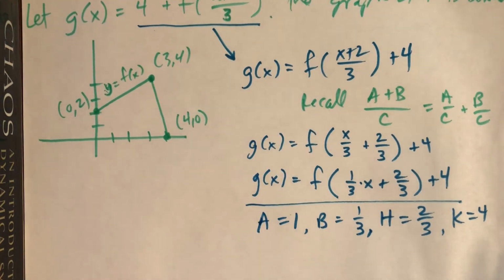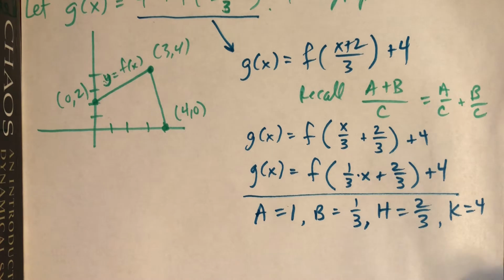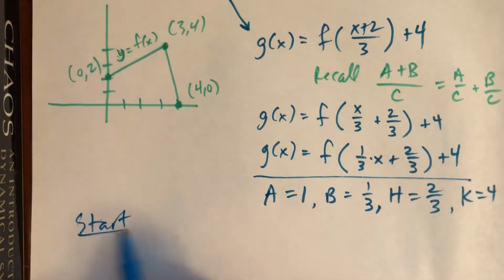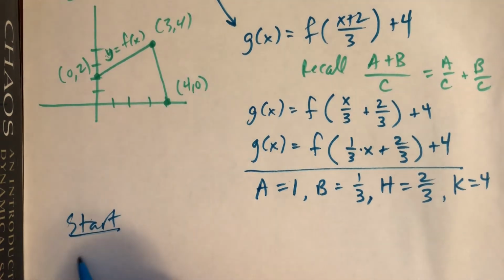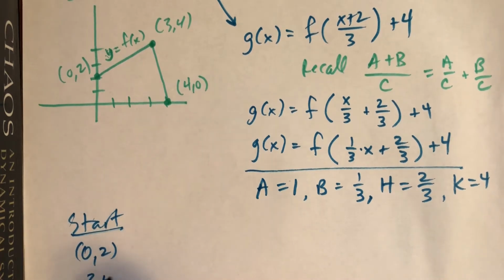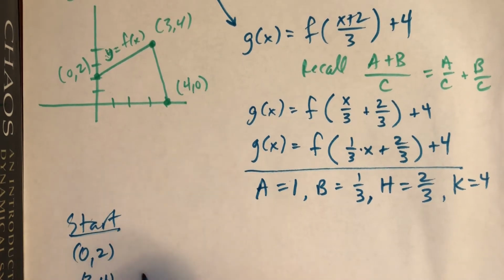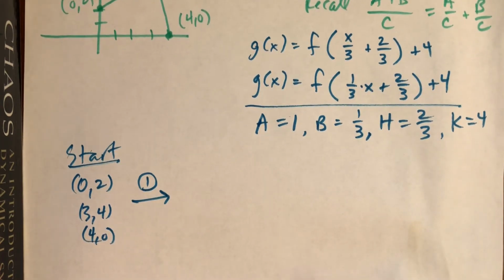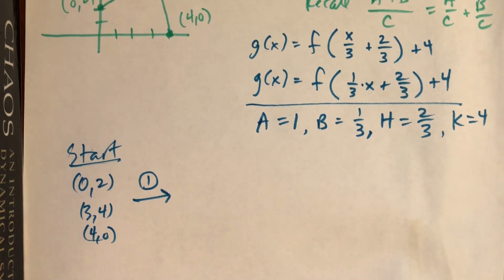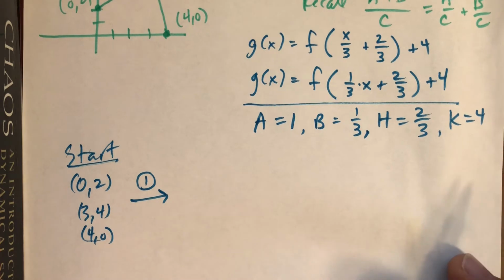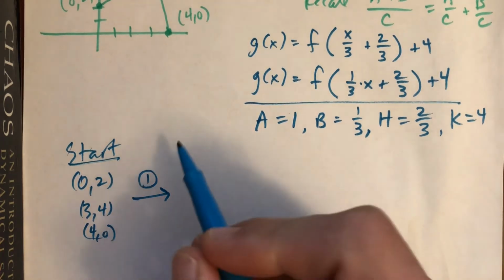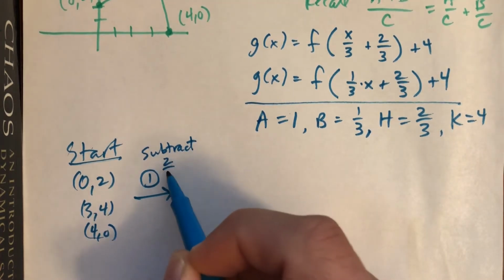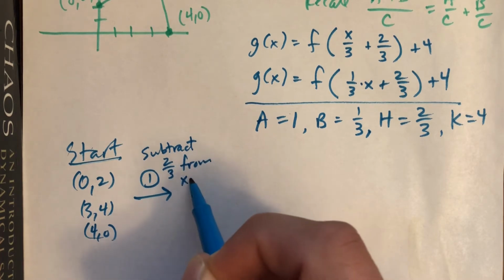Okay, so what we want to do now is just follow these steps. So we're going to start with the points that we're given. So we're given this point, this point, this point. So we've got (0, 2), (3, 4), (4, 0). Okay, so for our first step, we're going to detail along the line. We're going to do all the steps listed in the nice textbook. Again, that's on page 135. So the first thing we're going to do is subtract the h value from all the x coordinates.